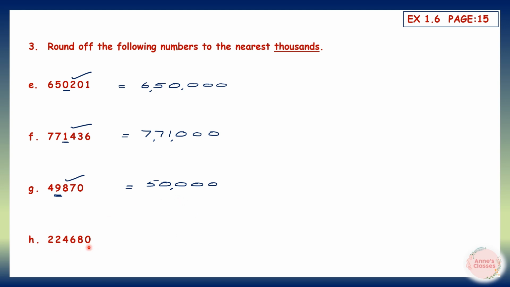Next one, look at the digit in the thousands place. Ones, tens, hundreds, thousands. 4 is in the thousands place. And the digit next to it is more than 5. That means 4 will increase by 1 and become 5. So let's write the digits. So this is 2, 2. 4 has now become 5. There are 3 digits after 4, so 3 zeros, 1, 2, 3. So if you want to read this number, it is 2,25,000.